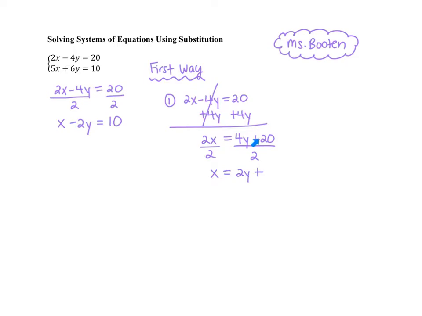Plus 20 divided by 2 is 10. So there you go. That first equation is now solved for x. So x is equal to 2y plus 10.